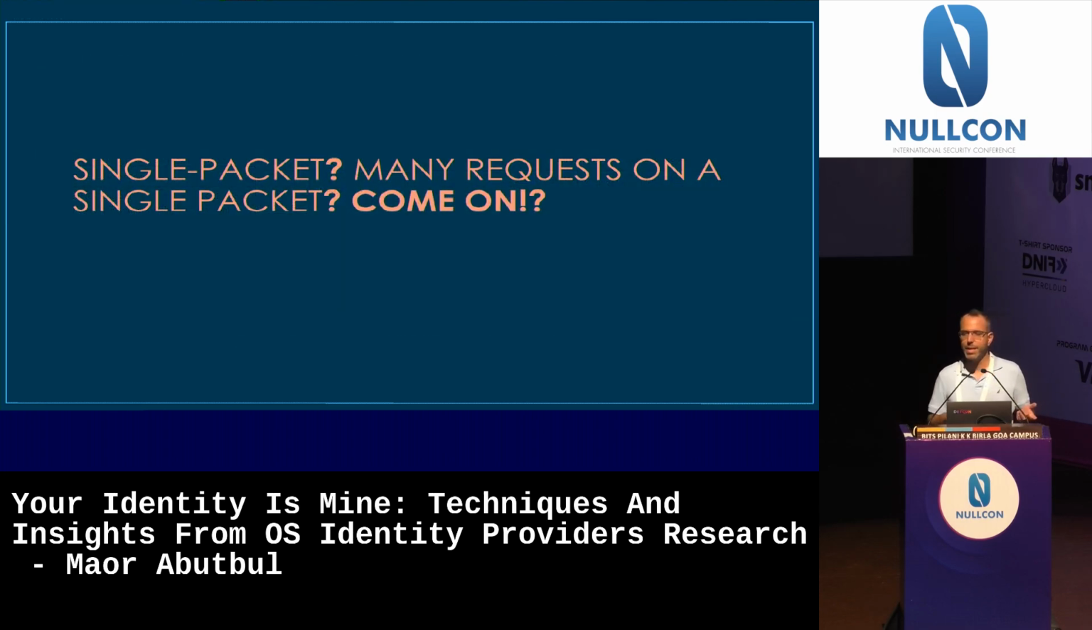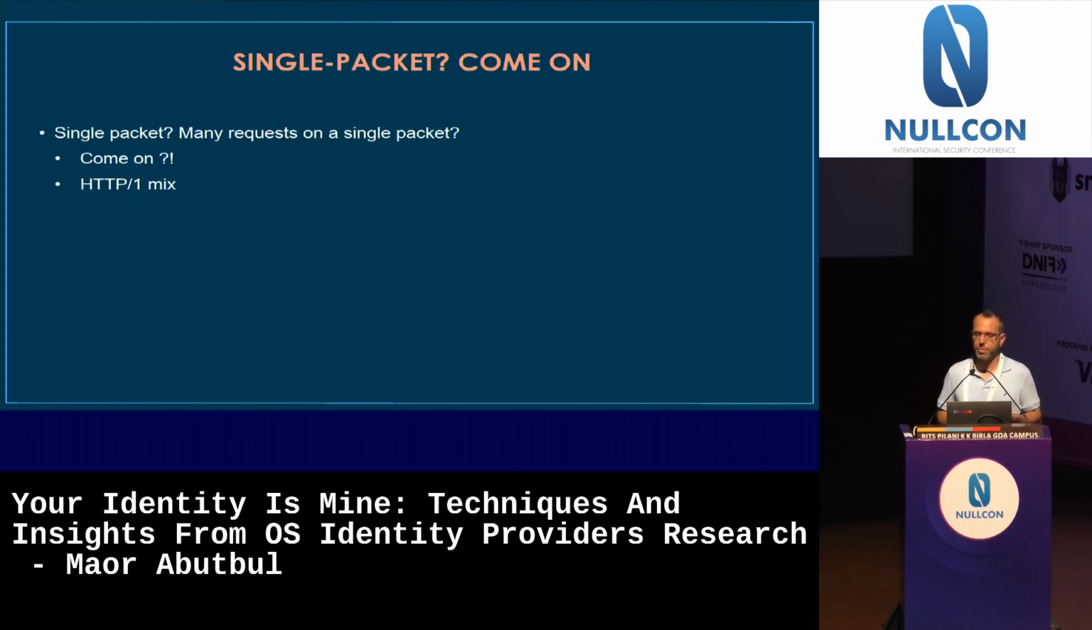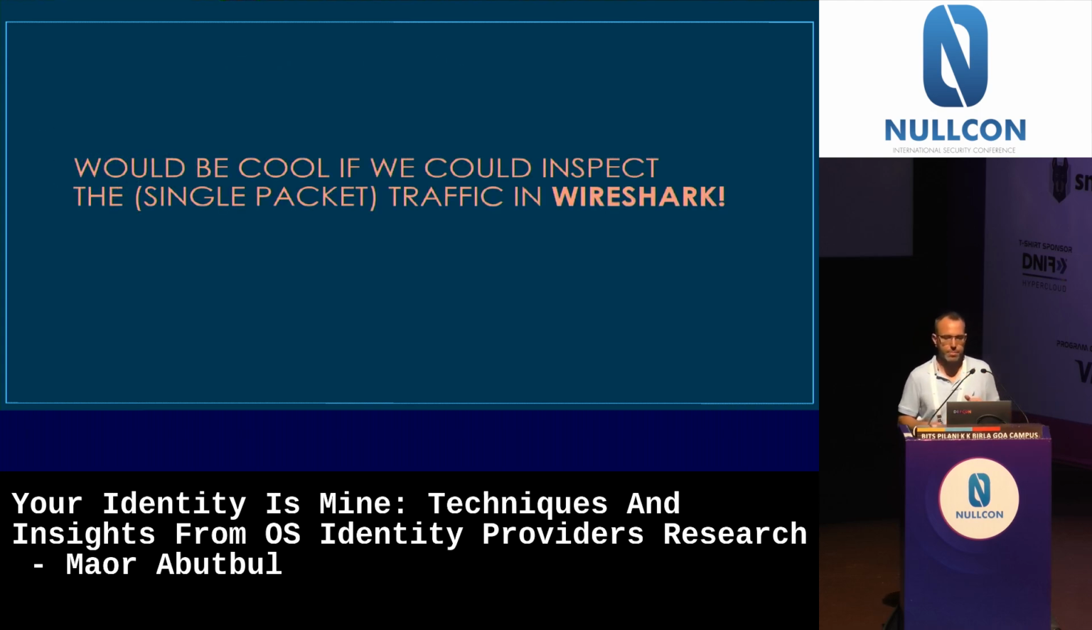Single packet, many requests in a single packet. Come on, they didn't fit, from my understanding. From what I know, HTTP version 1 sends the data in the same stream. So if we send multiple requests in the same stream, they will just get mixed, and the server won't be able to parse it. Then I was thinking to myself, it would be cool to inspect the traffic in Wireshark.